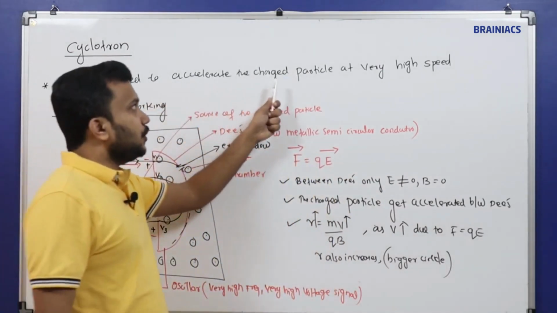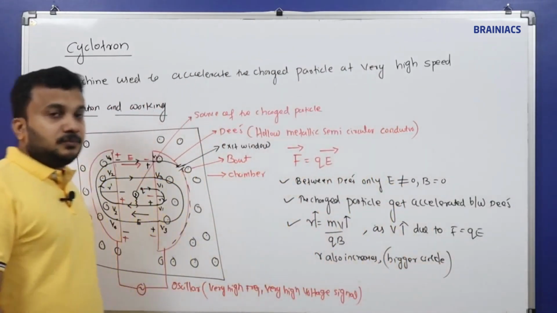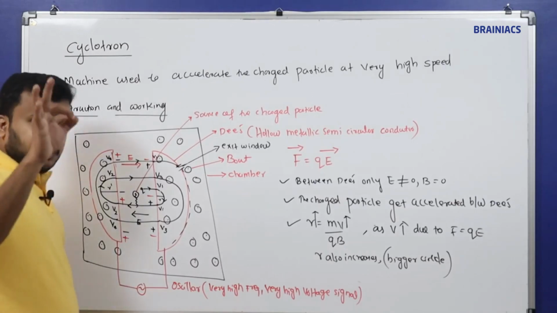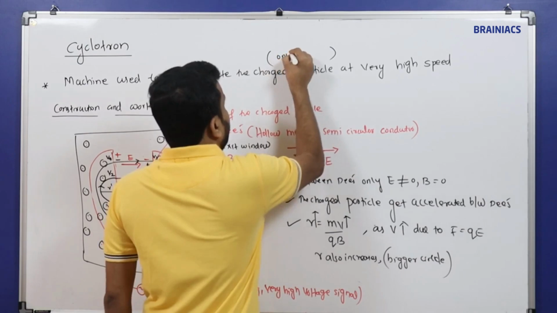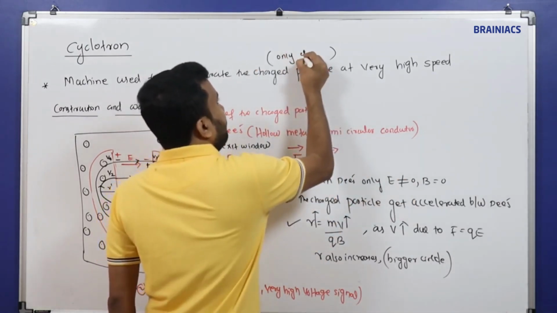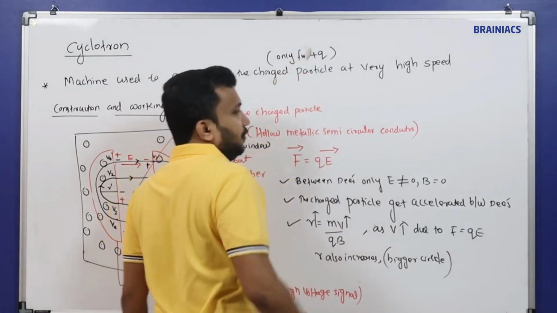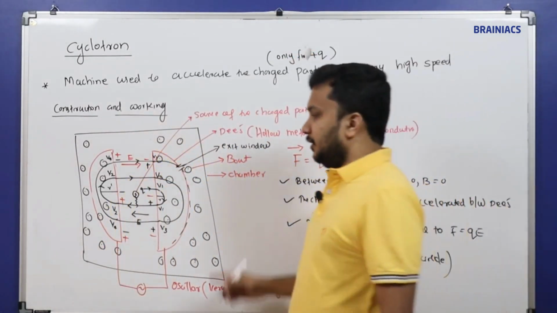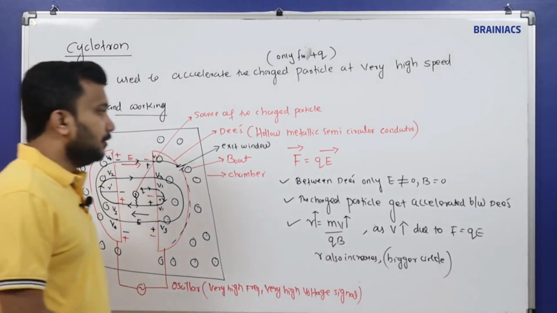So this is the purpose of the cyclotron. The machine is a device used to accelerate charged particles to very high speed. Charged particle means it should be very clear: you have to write only for plus q. We will see the limitations of this one. So only for plus q. This charged particle is moving with a very high speed.